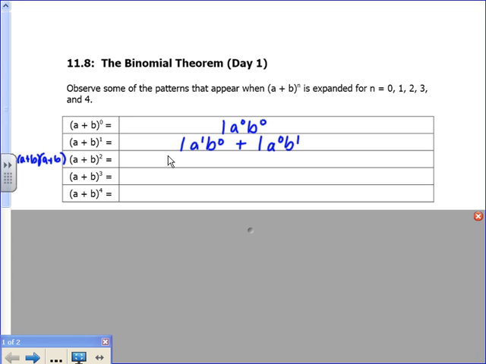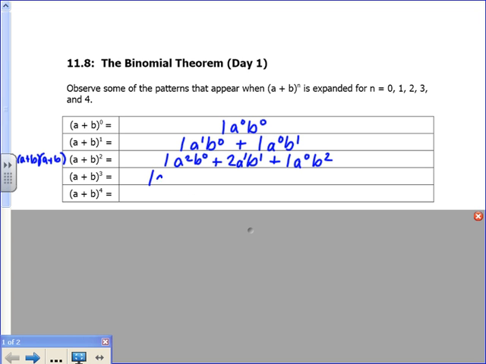Next line, I want you to write 1a squared b to the 0, because b will not be there at all, plus 2a^1 b^1, because remember we always combine our middles when we FOIL. This one's easier to think about than all the other ones. Plus 1a to the 0 b squared. And again, anything to the 0 just kind of means it's not there. But we're going to write it in there because we want to see the pattern.